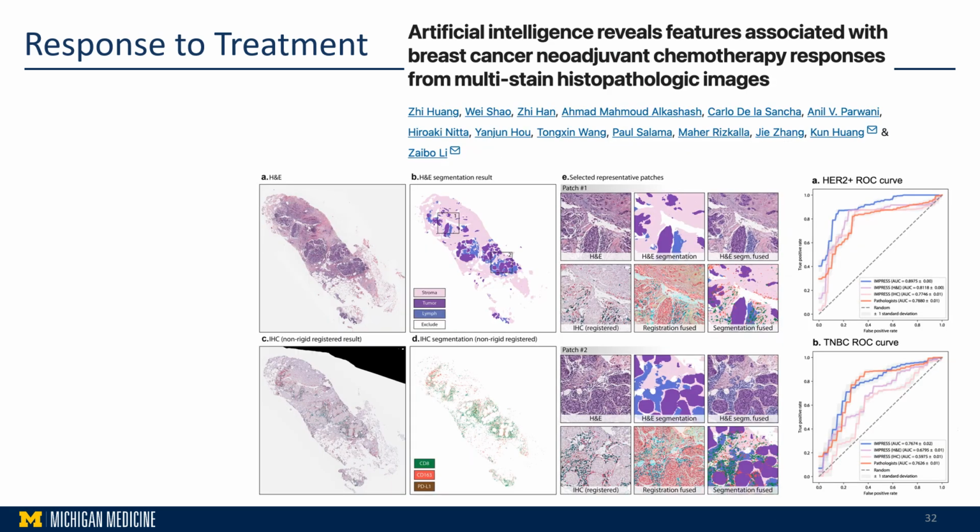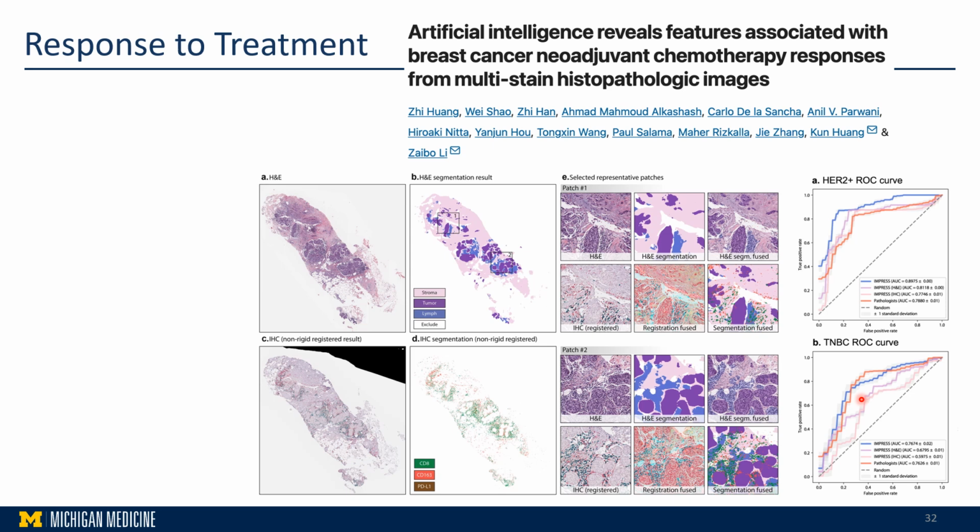In this study published by Wang et al., the investigators examined the ability to predict responses to neoadjuvant chemotherapy in breast cancer patients. The results demonstrated high predictive accuracy for HER2-positive breast cancer, with an area under the curve of about 90%, while the predictive performance for triple negative cancer was more variable, as you see here, with area under the curve up to 76%.